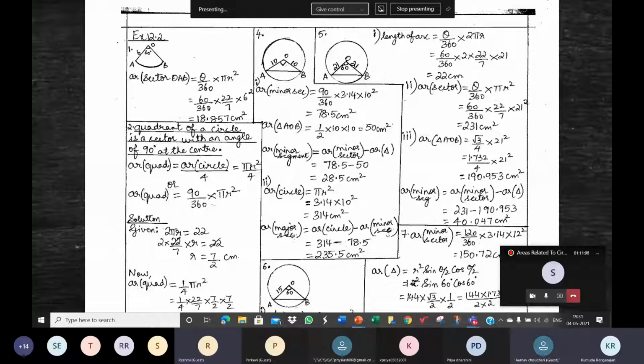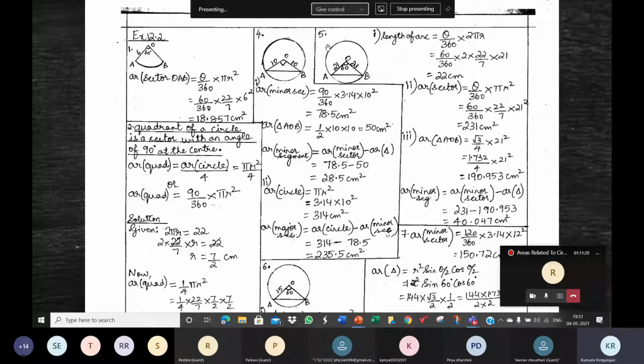In a circle of radius 21 centimeter, an arc subtends an angle of 60 degree at the center. Find the length of the arc. Find area of the sector formed by the arc. Find area of a segment formed by the corresponding chord. Okay, thank you. Good. That's the question.